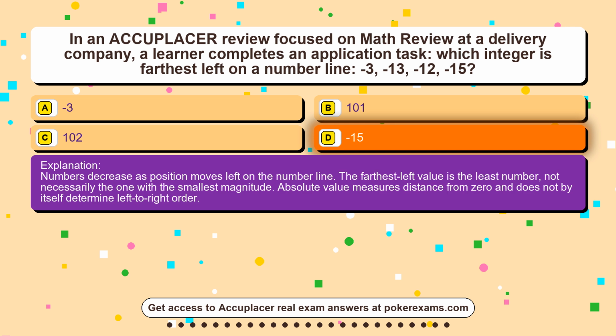Numbers decrease as position moves left on the number line. The farthest-left value is the least number, not necessarily the one with the smallest magnitude. Absolute value measures distance from 0 and does not by itself determine left-to-right order.